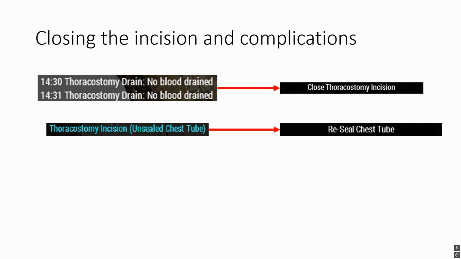So yeah, another thing, the chest tube dislocating or being unsealed. It's very important to keep in mind that if the patient is standing and or walking, there's a chance of the chest tube dislocating, which would basically cause a pneumothorax, and you will have to perform the reseal chest tube action so you can basically fix it.